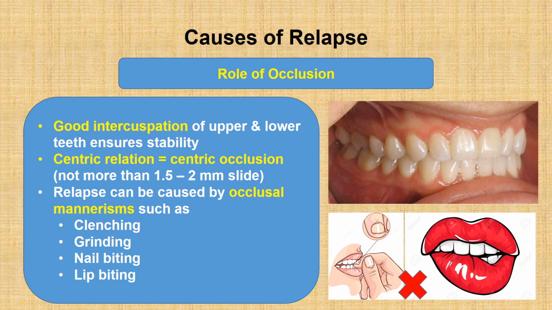Okay, occlusal factors. Now, post treatment, there must be good intercuspation of the upper and lower teeth to ensure stability of the correction. Now, the centric relation must coincide with the centric occlusion, and even if it doesn't coincide, the non-coincidence should not be more than 1.5 to 2 millimeters. Now, relapse can also be caused by mannerisms or habits such as clenching, grinding, nail biting, and lip biting.